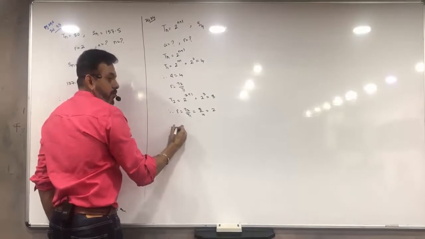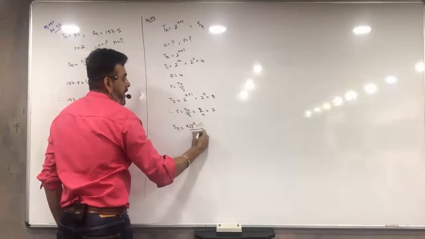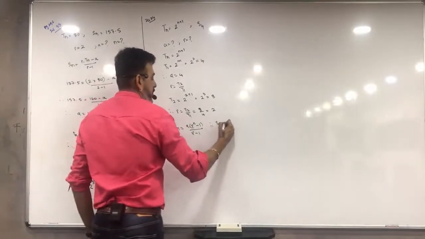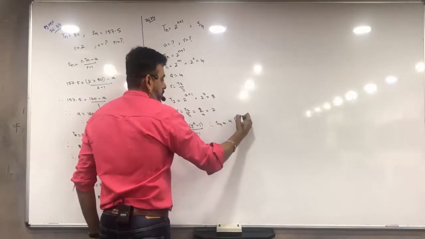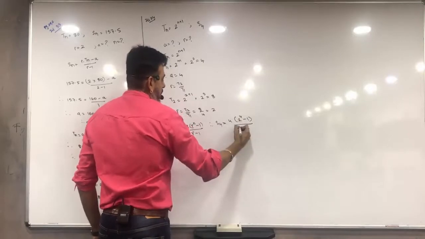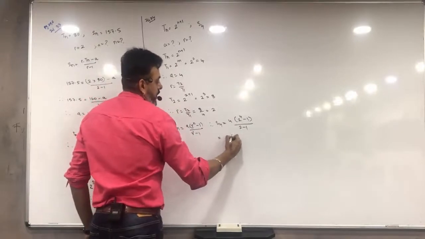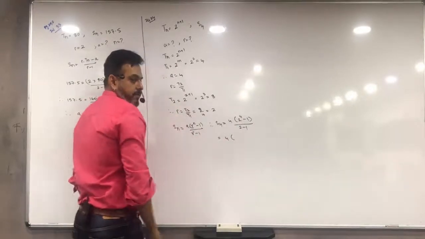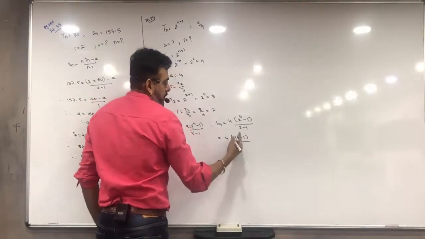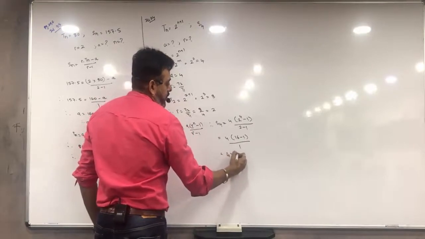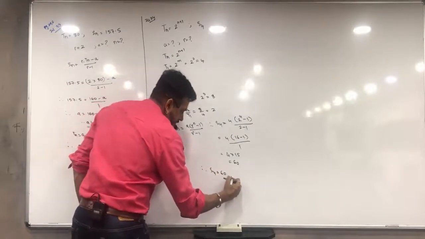So we find out S4. Sn is equal to A into (R raised to n minus 1) upon (R minus 1). Therefore, S4 is equal to 4, A is 4, R is 2, raised to n which is 4, minus 1, upon R minus 1. So R is 2, minus 1, is equal to 4 into 2 raised to 4 is 16, 16 minus 1, upon 1, which has no importance. 4 into 15, which is equal to 60. Therefore, S4 is equal to 60.